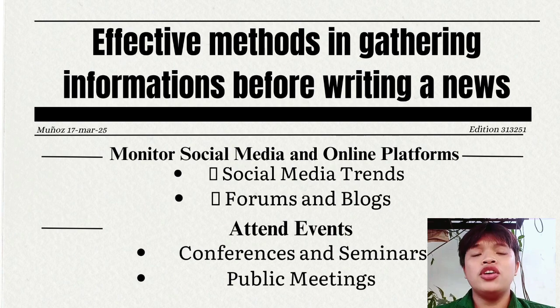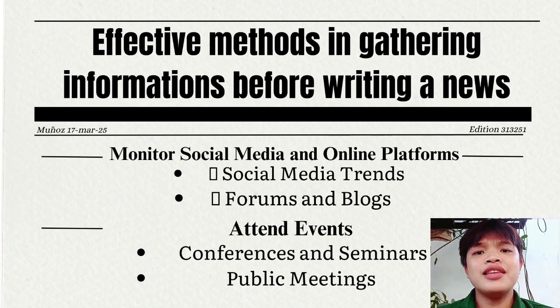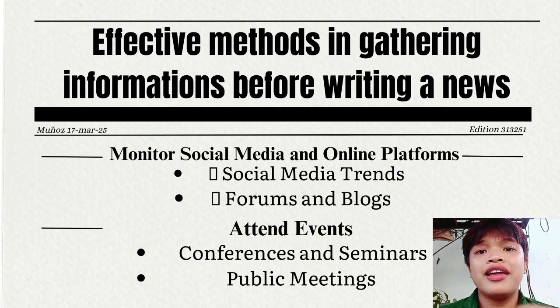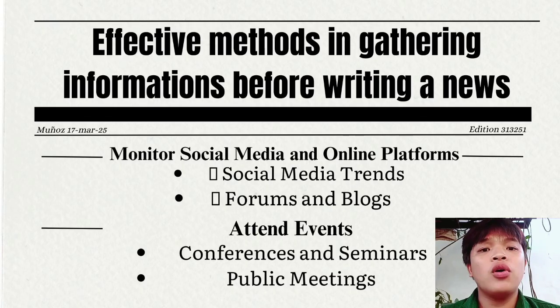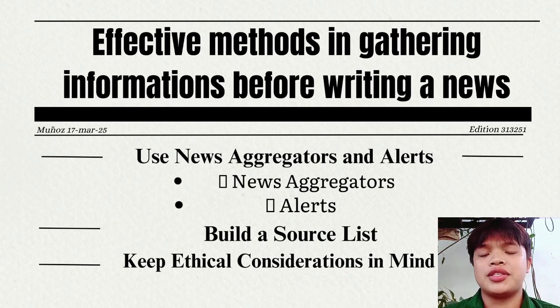Attend events. Journalists attend conferences and other events so readers don't have to. What readers or listeners want to know is something super interesting or important that happened. Conferences and seminars. Participate in events related to your topic to network and gather first-hand information. Public meetings. Attend town halls or community meetings to hear directly from stakeholders. Use news aggregators and alerts.